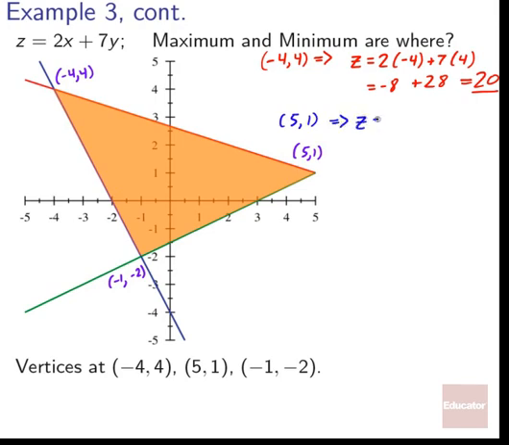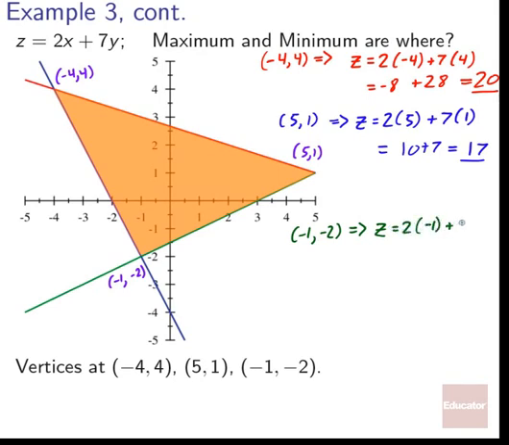Plug that in, we get z equals 2 times our x component of 5 plus 7 times our y component of 1, which equals 10 plus 7. So we get 17. And then finally, we plug in our negative 1, negative 2. That gets us z equals 2 times x component negative 1 plus y component 7 times negative 2. So we get negative 2 minus 14, which is equal to negative 16.